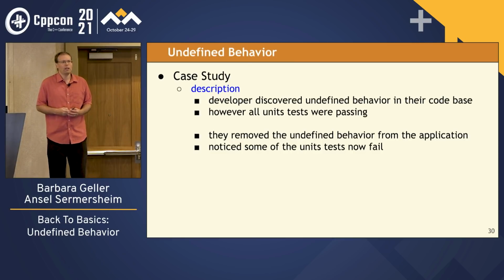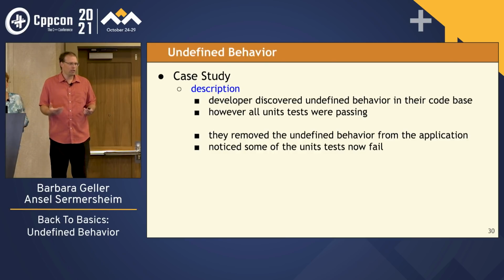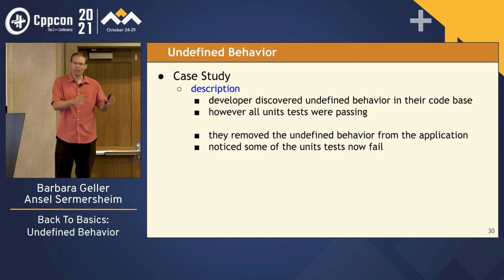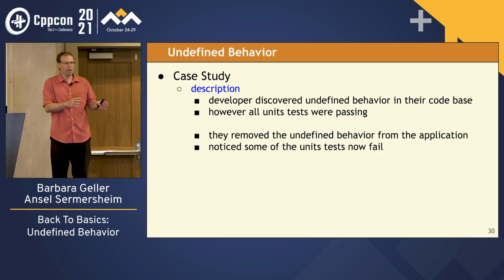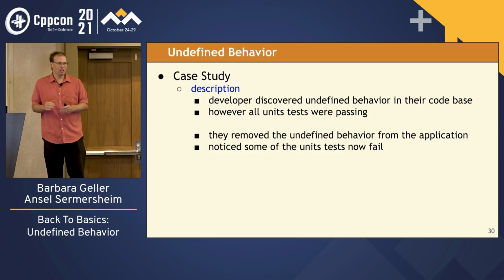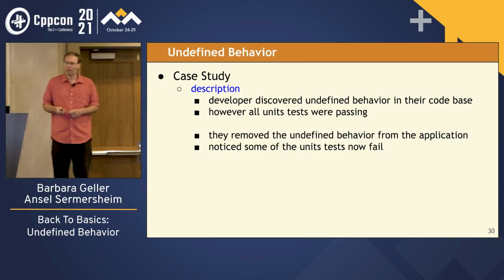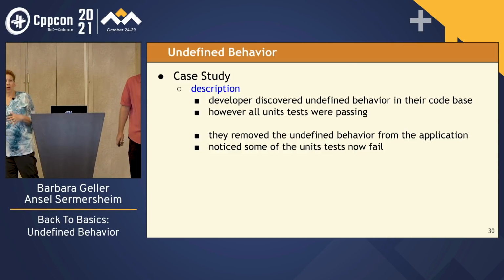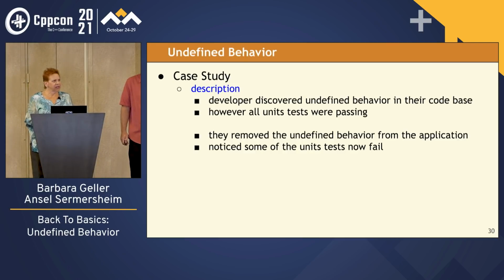Now let's talk a little bit about testing for undefined behavior. We had an experience where there was a developer who came up to us for some advice. He said, I know I have undefined behavior in my code base, but all my unit tests pass. And as soon as I started to take steps to remove the undefined behavior from my code, my unit tests started failing. He wanted our advice. He was rather confused. So I had undefined behavior, and I have a problem with my tests now that the UB is gone. And he said, now what do I do?